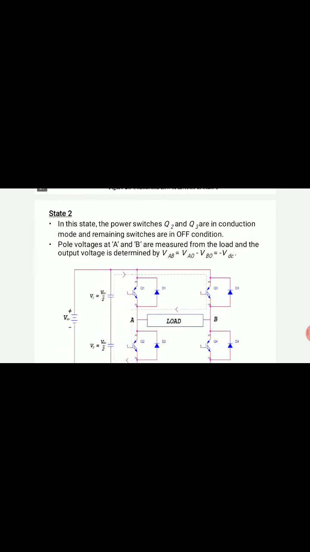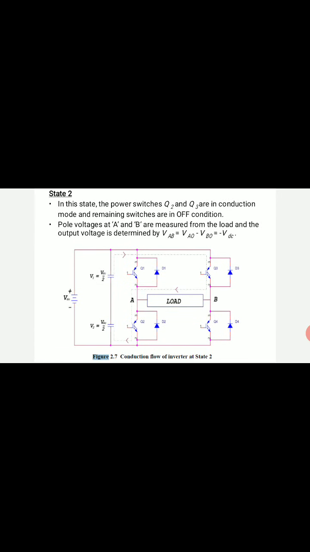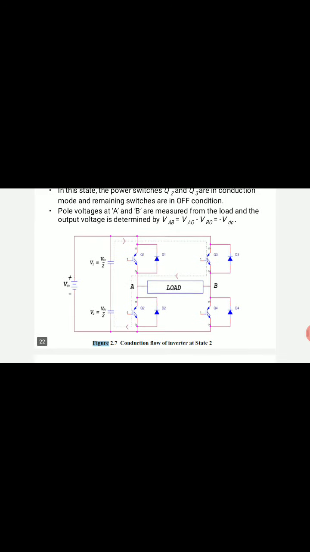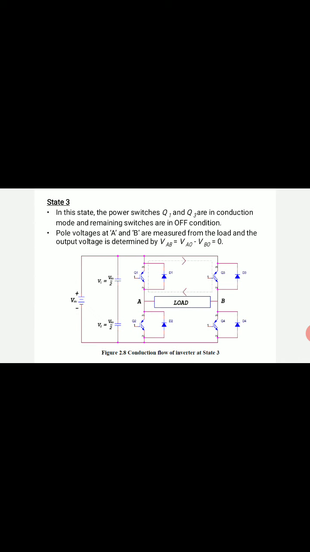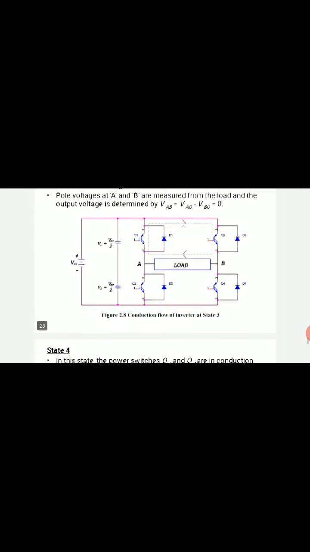State 2, switches Q2 and Q3 are in conduction mode. Now the current conduction path will be from capacitor 1 through switch Q3, through load, through switch Q2, and back through the capacitor 2. In state 3, switches Q1 and Q3 are in conduction mode and the remaining switches are in off condition. Pole voltages VA and VB are measured from the load and output voltage is determined by VAB equal to VAO minus VBO equal to 0. So net voltage appearing across the load will be 0 in this case.